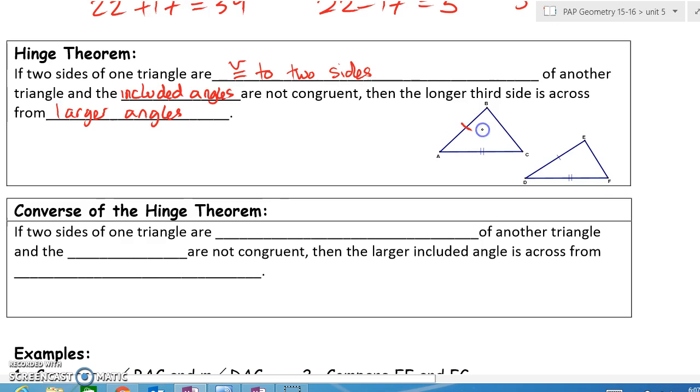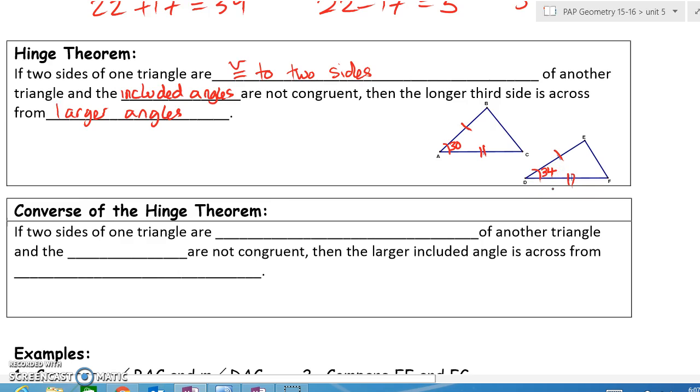Here we have two triangles. That side's the same as that side. That side's the same as that side. But the thing that they're saying is going to be different are the included angles, which means the angles that touch the two sides that they're talking about. So in this case, we've got angle A. Let's say angle A is 30 degrees. And then we've got angle D down here. Let's say angle D is 34 degrees.